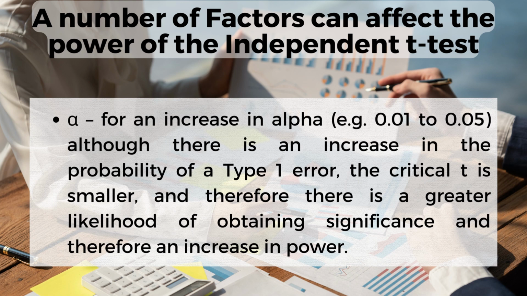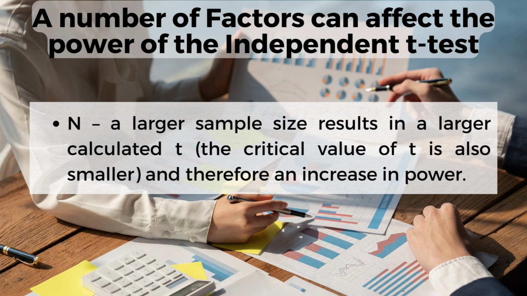Okay, with an increase in alpha, although there is an increase in the probability of a type 1 error, and if we have a smaller t, there is a greater likelihood of obtaining significance and therefore an increase in power. Another very important factor is the sample size. If we have a larger sample size, we are going to have a value of t which has more power.